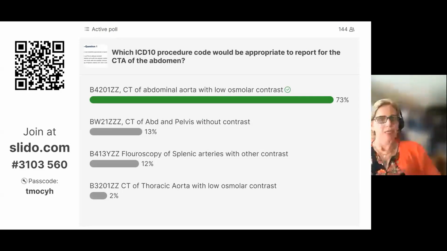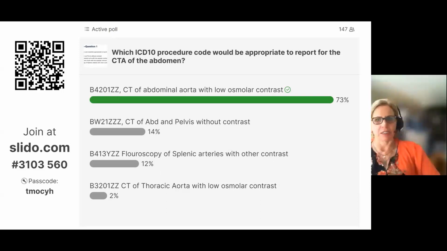This is a little tricky because there's not a great code for the CTA of your splenic arteries. That's not an option. So sometimes as registrars, we end up choosing the best code to describe what happened to the patient. And always remember, we are coding for registry and we're not coding for billing. So it wouldn't affect billing. We just want to be able to capture that into our registry. So general consensus of registrars across the land would be to code that to a CTA of the abdominal aorta.